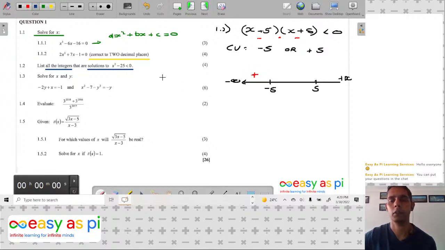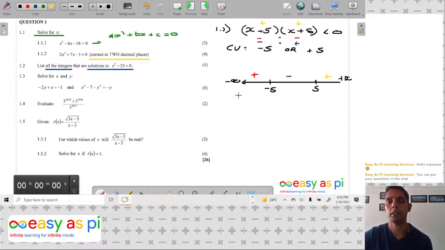Let's take any number between minus 5 and plus 5. For me, the easiest number is 0. So 0 minus 5 is going to be minus 5, so that's going to be a negative. And 0 plus 5 is plus 5, a positive. And a positive times a negative gives me a negative. And then lastly, let's take any number greater than 5, and let's take 6. So 6 minus 5 is a positive, that's 1. 6 plus 5 is 11. And a positive times a positive gives me a positive.